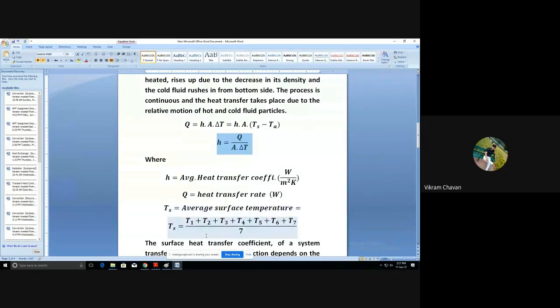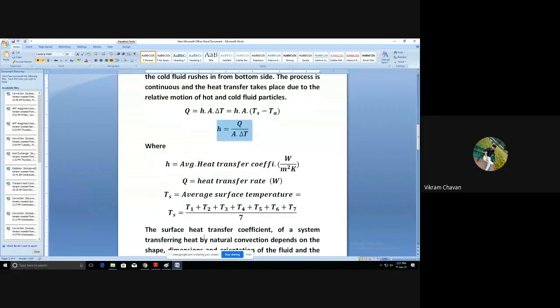And Ta is the ambient air temperature, which is related to the eighth thermocouple. If you measure the temperature of the eighth thermocouple, then that thermocouple will provide you the ambient air temperature. So Ts is known, Ta is known, then we can calculate the delta T. Surface area is known because the diameter and the length of the tube are the given quantities. So we can calculate the area.